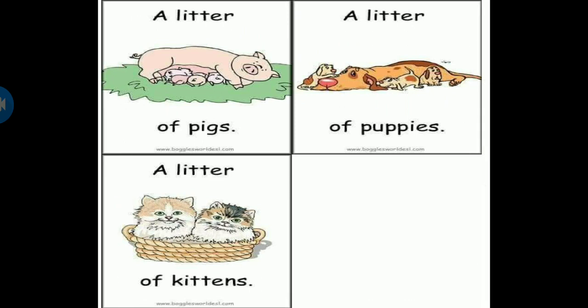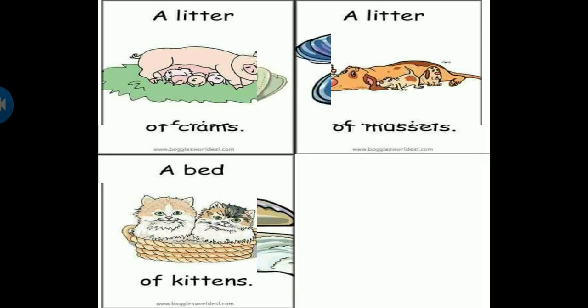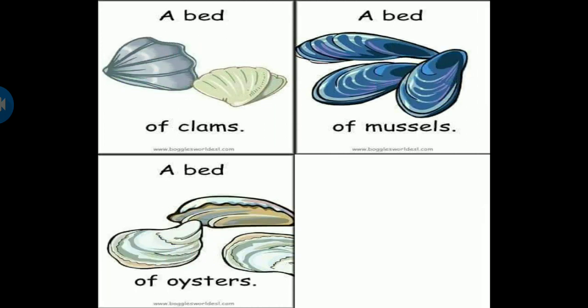a litter of pigs, a litter of puppies, a litter of kittens, a bed of clams, a bed of mussels, a bed of oysters. So here you can see there is not a single clam or single mussel or single oyster. There is more of them. And what we call when there are too many together is actually a collective noun.